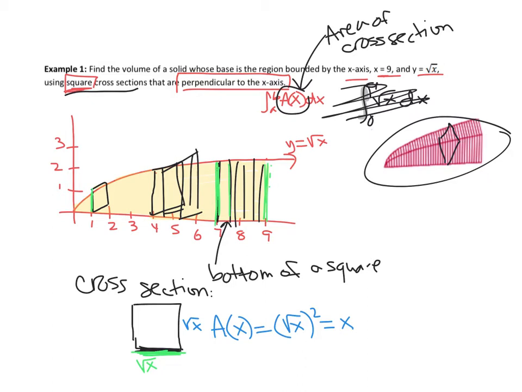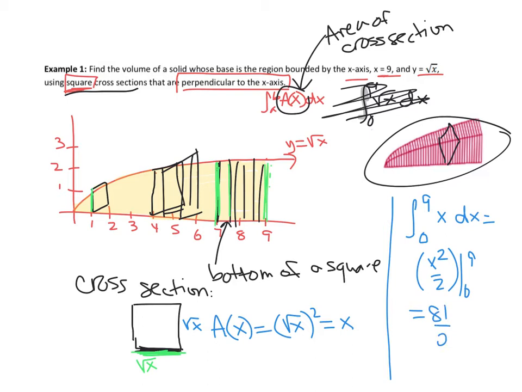The next thing I need is to write my integral, and then take the integral. So my integral is going to be that x that I just found times dx. The limits of integration are going to be my lowest x value, which is 0, to my highest x value, which is 9. Go ahead, pause the video. I want you to take the integral of this one. So hopefully you got x squared over 2 from 0 to 9. That ends up giving you 81 over 2. And that's the volume of that solid.